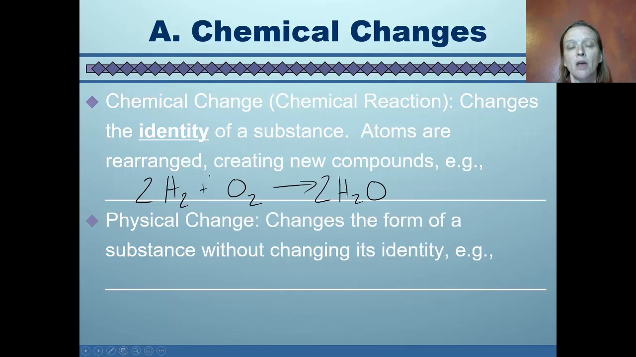A physical change does not change the identity of a substance. It does not change what substance you're dealing with. So for instance, starting with water, that is a liquid, and freezing it until it is solid water. We didn't change what the substance actually was. We didn't change its identity. It's water at the start, it's water at the finish. This is a physical change. Any kind of phase change.